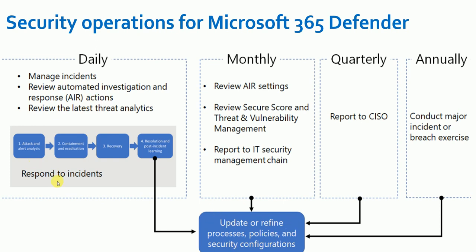So this action is taken daily, and on a monthly basis: review the AIR settings, review the secure score and the threat and vulnerability management, report to the IT security management chain. So these are the actions that have to be taken every month. We have to review our AIR settings and all.